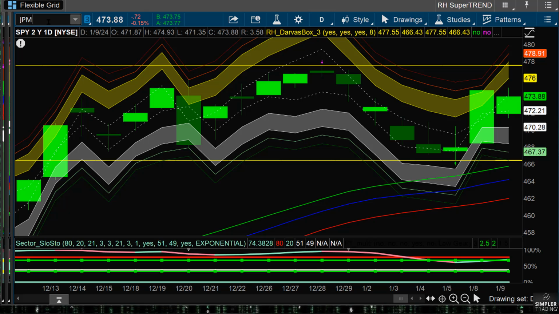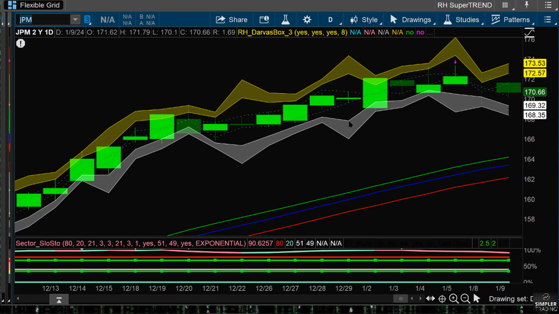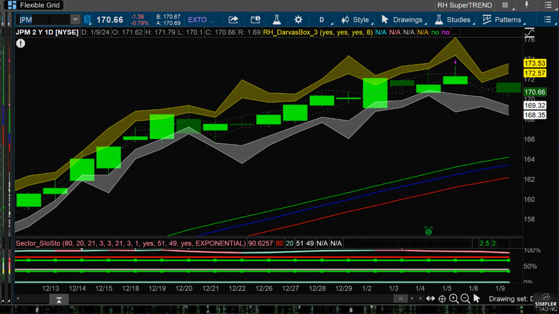First off is JP Morgan. Nice swing trade that we took in this area as price sunk into the daily price movement range. Okay, so that was really just a quick short-term swing. It lasted about a day and a half. McDonald's was the next one.